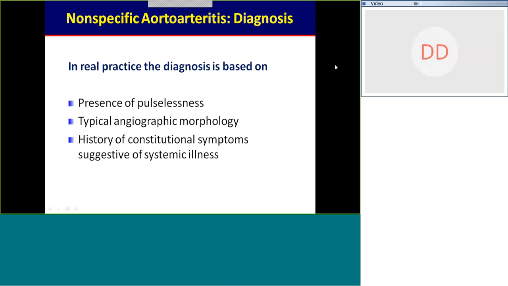So what is the typical angiographic finding? Luminal irregularity, vessel occlusion or stenosis, and at times dilatation. And as I said, you can have involvement with skipped normal areas in between.